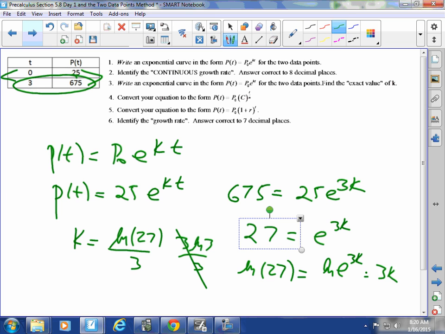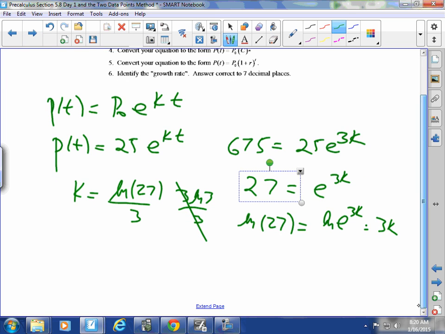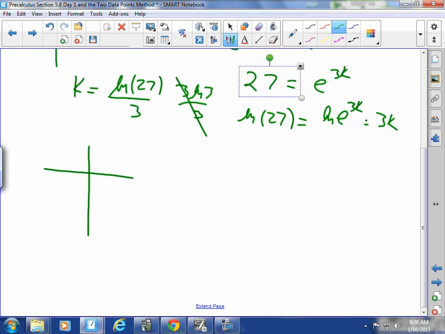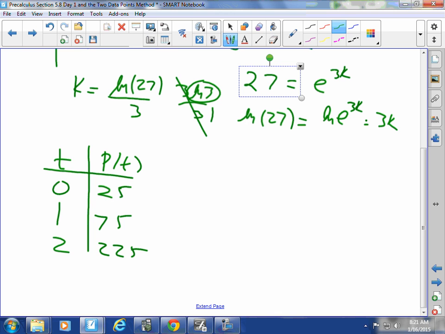If I were to make a full table on this thing, here's what we'd see. Here's time, here's the amount present at any given time. At time 0 we had 25, correct? This natural log of 3 tells me we're tripling every unit of time. So when I get to 1, this goes to 75. When I get to 2, this becomes 225. And when I get to 3, this becomes 675. So the k turns out to be fairly easy to predict just by examining the data points.